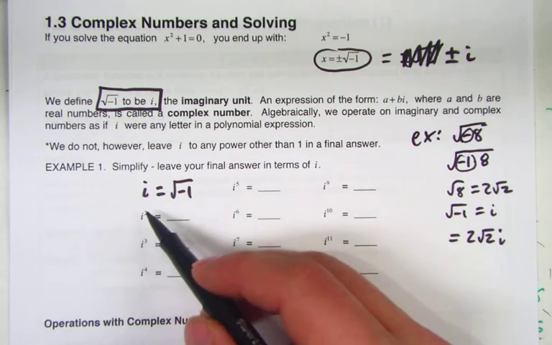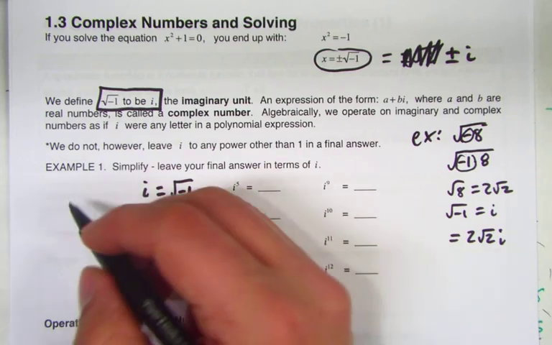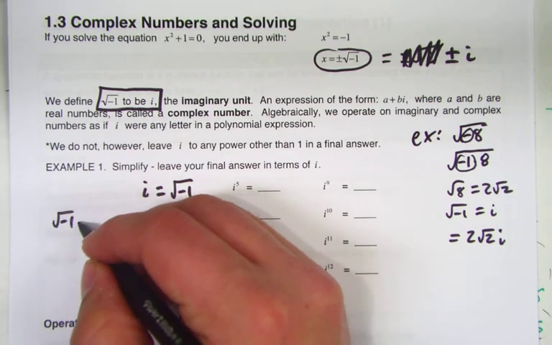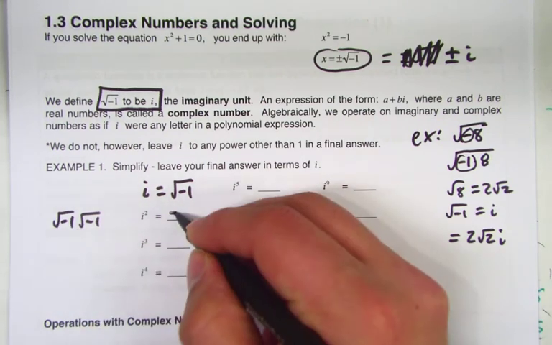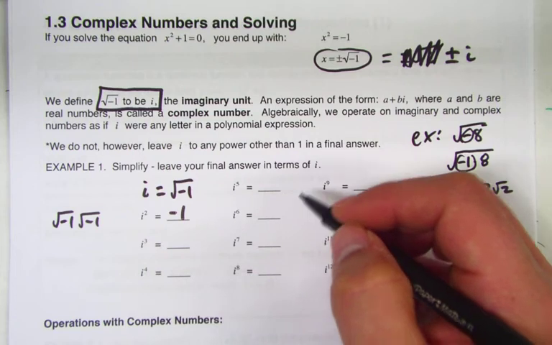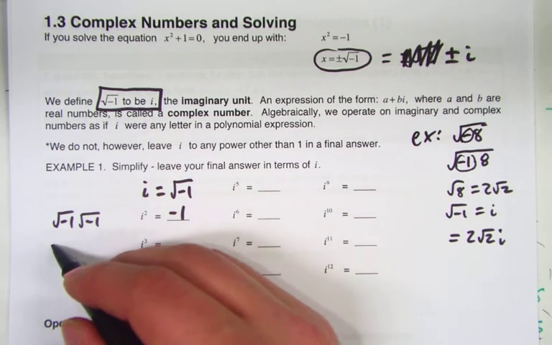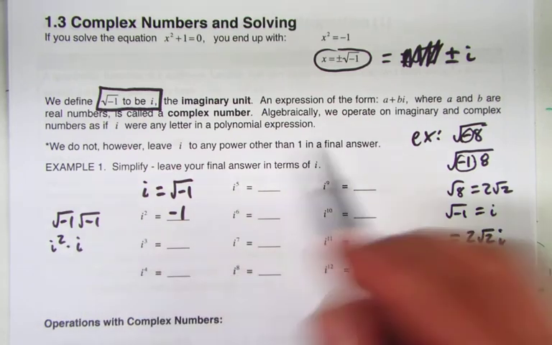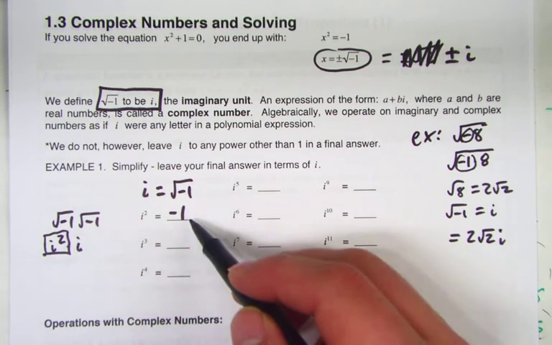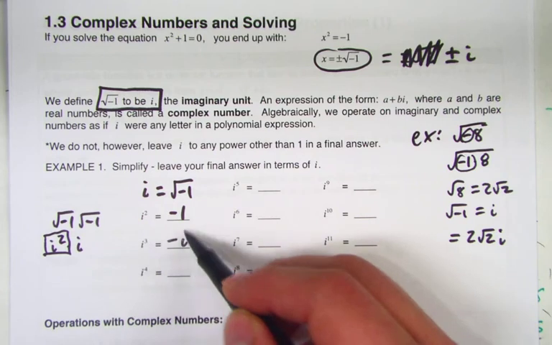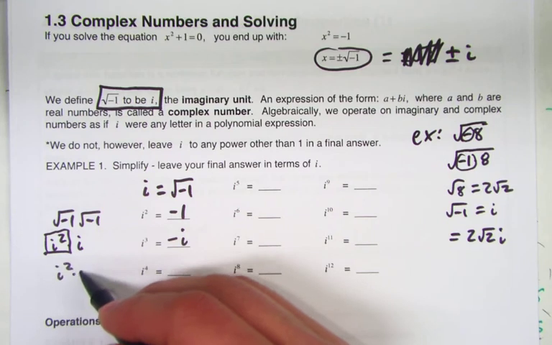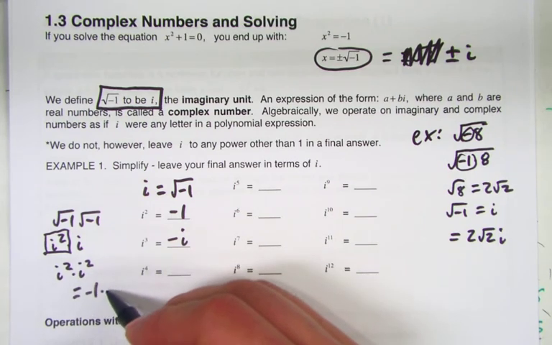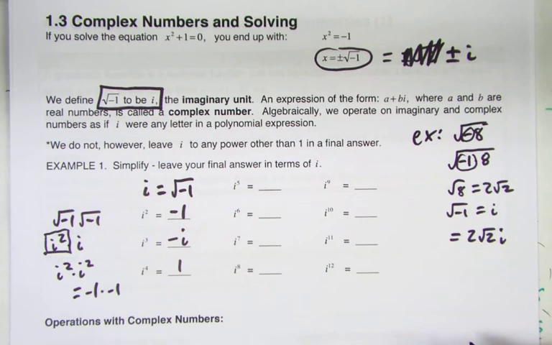i squared. If you remember what exponents mean, when you have a square, you multiply this number times itself. So if you take the square root of -1 times the square root of -1, the square roots cancel out, and then you just get -1. i cubed is just i squared times i, and since i squared is -1, this is really going to be -i. And then you can kind of play this game all throughout. i to the 4 is the same as i squared times i squared, which is just -1 times -1. In other words, that's +1.